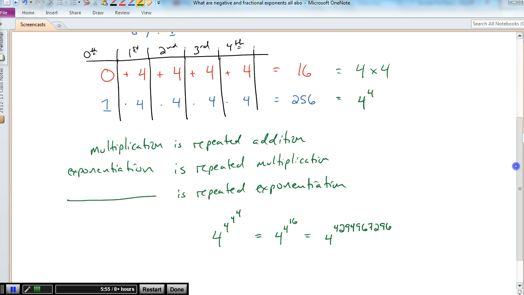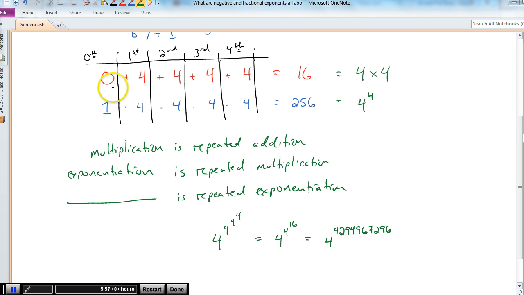starting with 0 as your identity for addition, you do repeated addition, and that produces the concept of multiplication. Starting with 1, the identity for multiplication, if you do repeated multiplication, you end up doing exponentiation. And I'm showing you that, in fact, you could continue to stack it up and say, well, let's repeat exponentiation 4 times, and you can see we get enormous numbers very quickly.